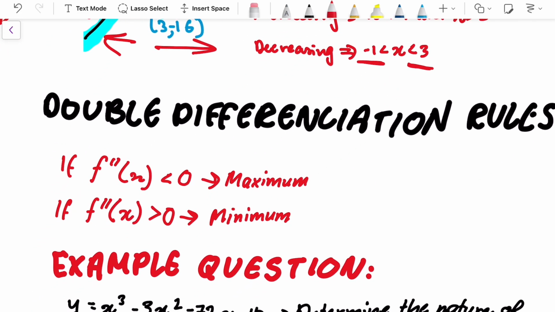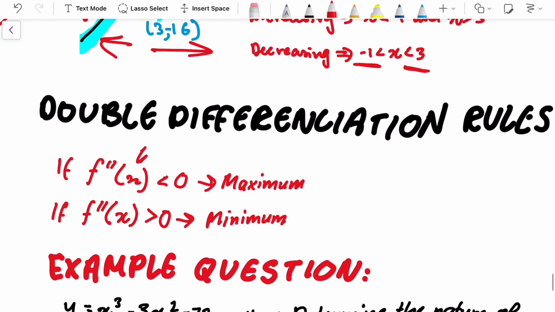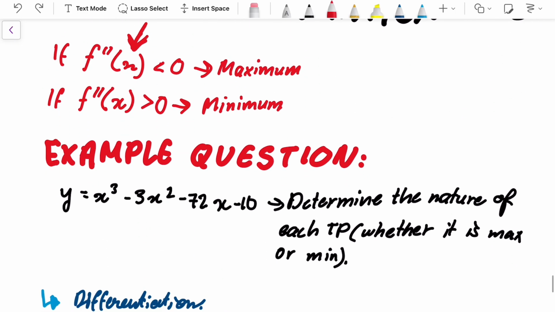So now, when we double differentiate, we substitute the x coordinate of our turning point, and if it's less than 0, this is our maxima. It's a bit opposite for this, so if it's less than 0, then it's the maxima, and if it's greater than 0, then it's minima. Okay, pretty simple. So we need to look at this function or equation, and we're trying to determine the nature of each turning point, whether it is maxima or minima.